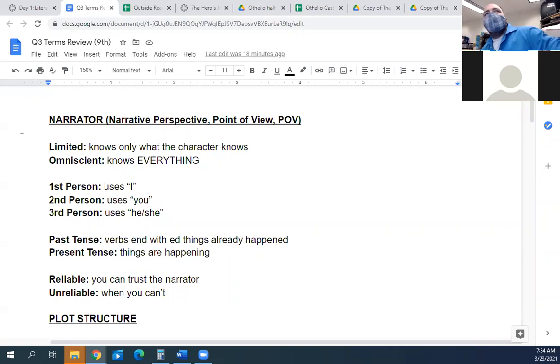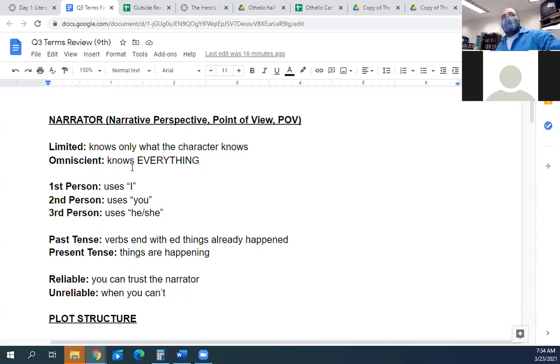All right. So we've got literary terms review here for quarter 3. A lot of this is stuff that we did first quarter and second quarter, but some of it are terms specifically from this quarter. But we got to review them all because all of these terms could be on the assessment. And the assessment's going to be 10 questions, just like some of the other ones you've taken, and pretty straightforward.